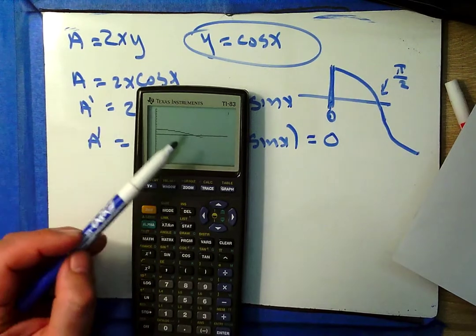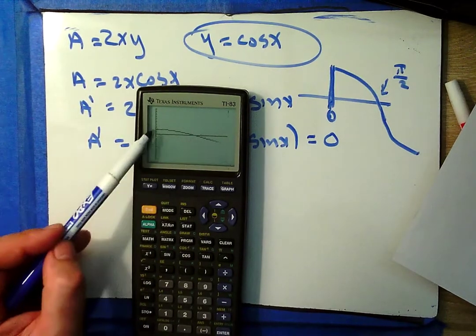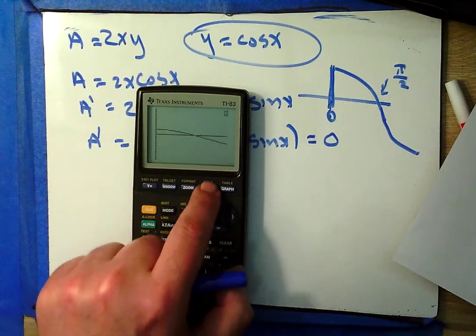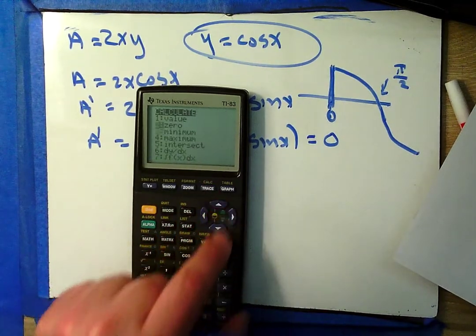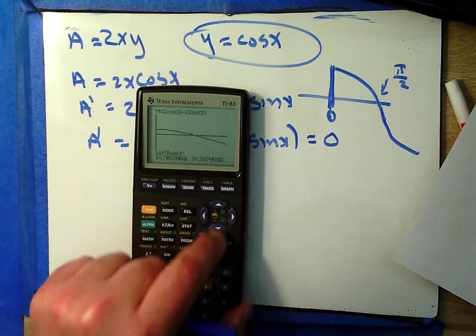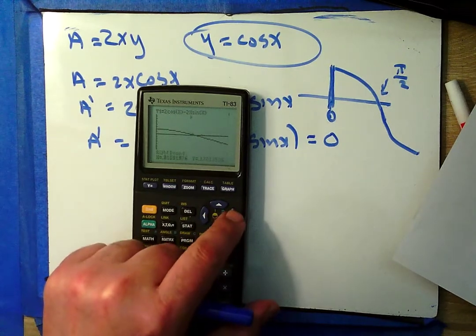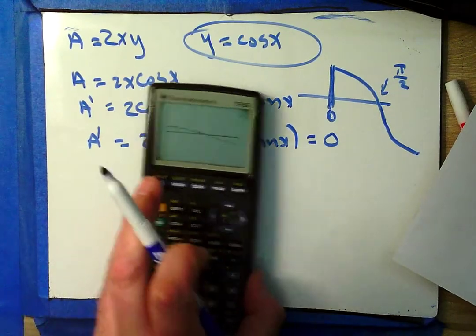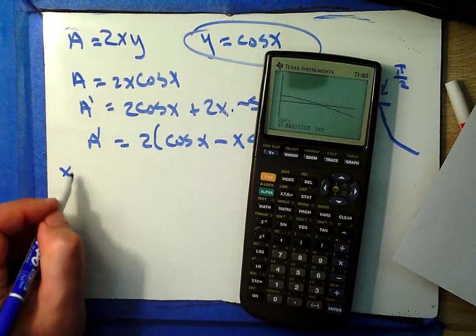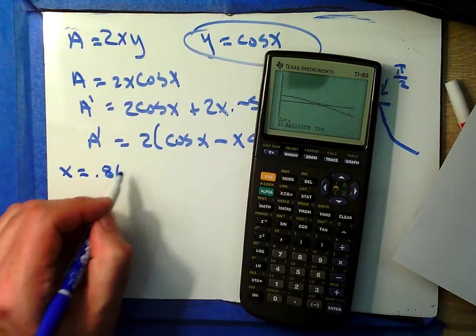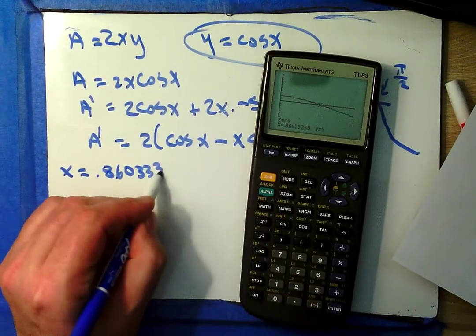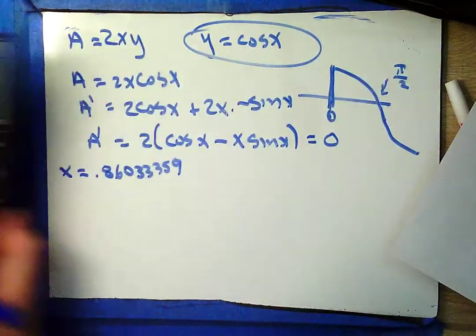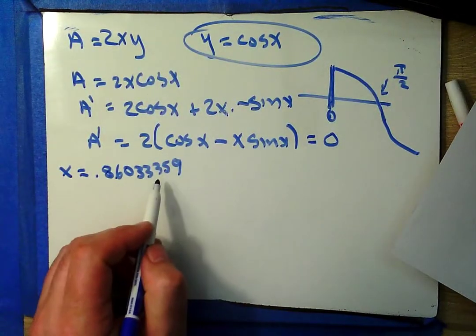And lo and behold, I do see a place where A prime goes from positive to negative. If I use my calculator, I get x equal to 0.860335359. So this is where that maximum area occurs.